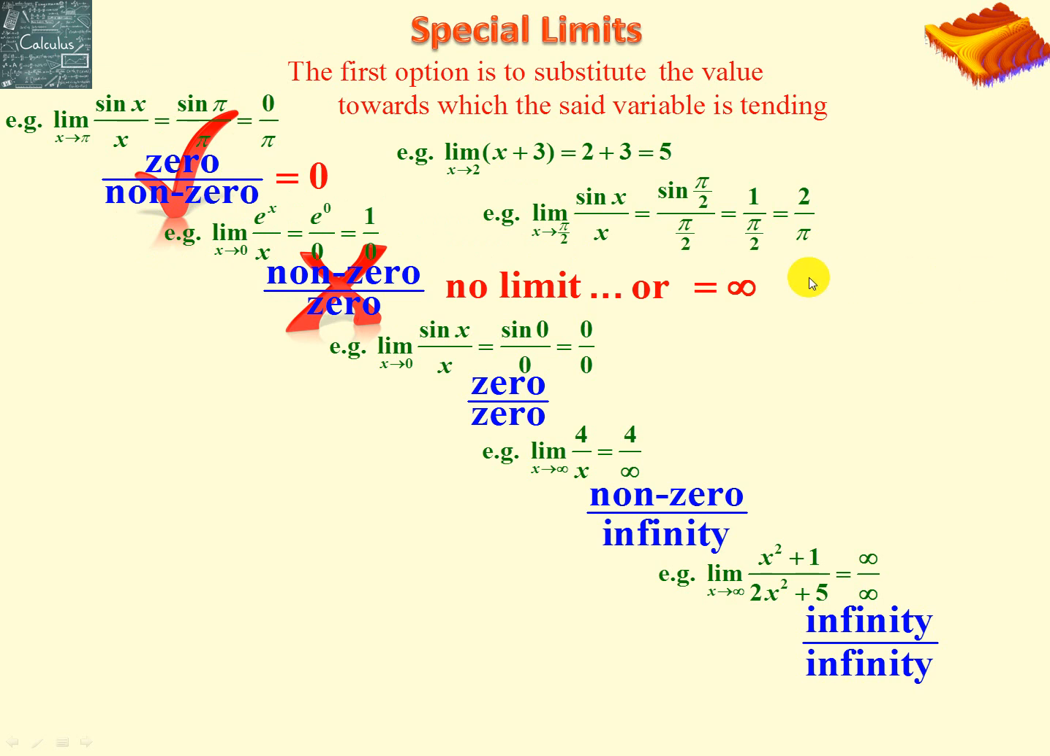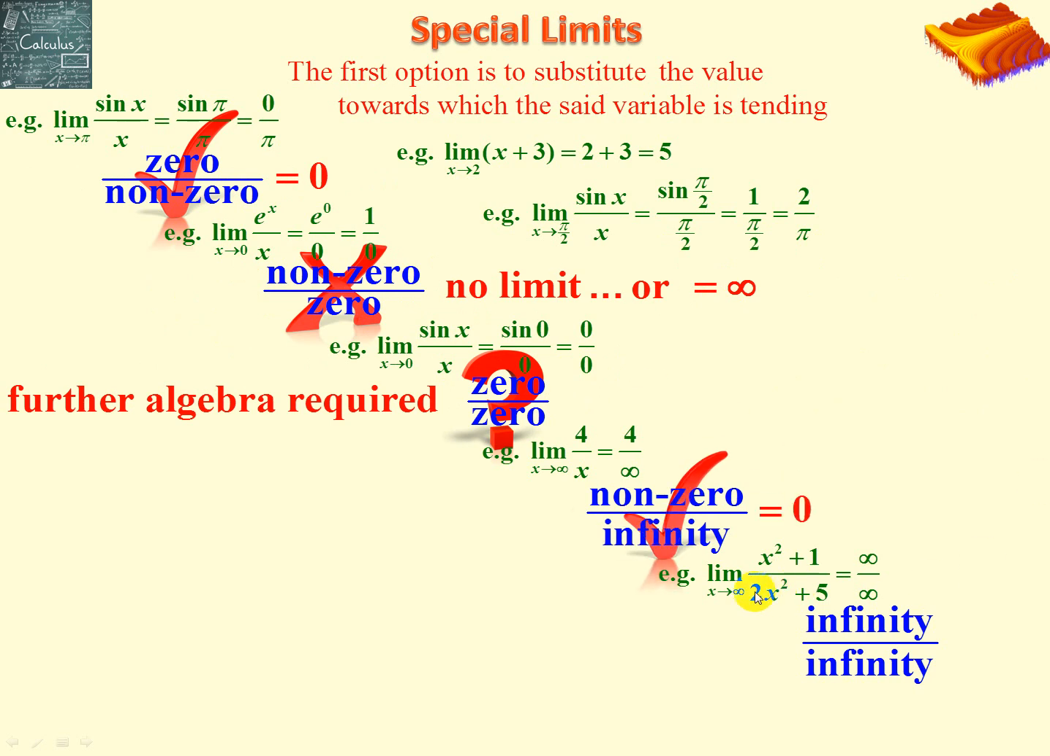The limit would of course be negative infinity if that is a left limit. So in other words, x is tending from the negative side to 0. And the next one, 0 over 0. Well, we've dealt with that before, and we know that we need to do further algebra.